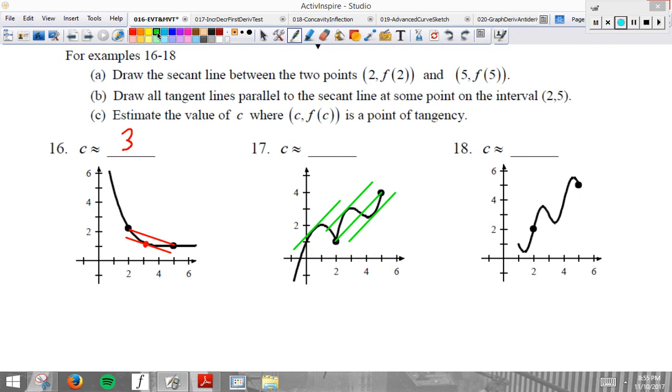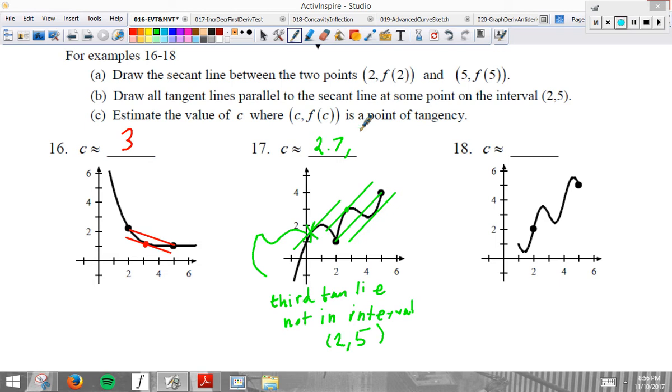However, we're looking between the interval from 2 to 5. So we won't really count that third tangent line, not in the interval. The interval we're interested in is 2 to 5. So this tangent line looks, I don't know, about 2.7. Again, we're just estimating. And this tangent line, I don't know, 4.3, 4.5. Doesn't really matter.